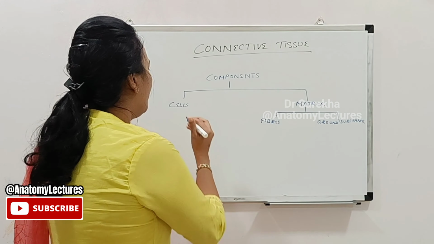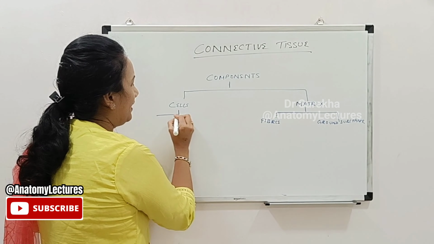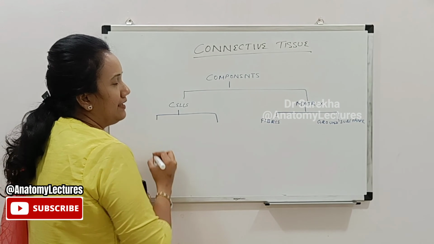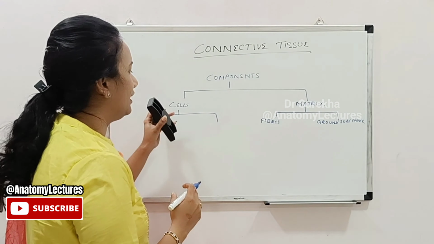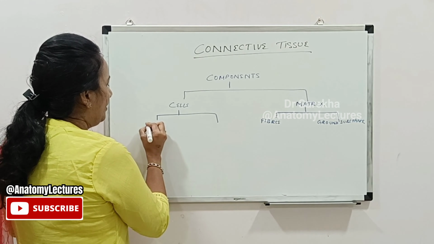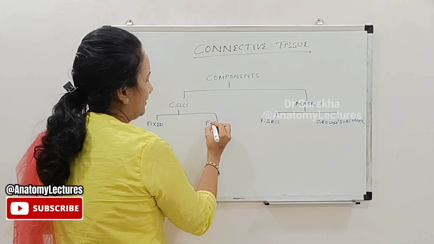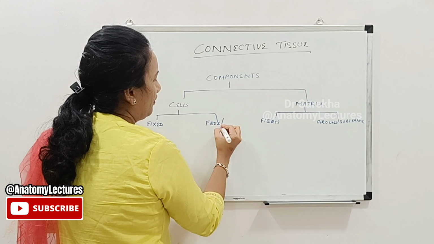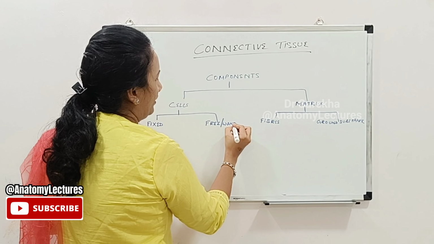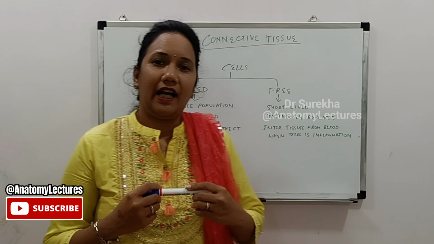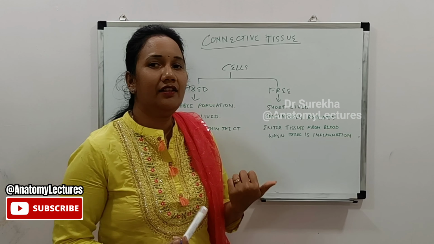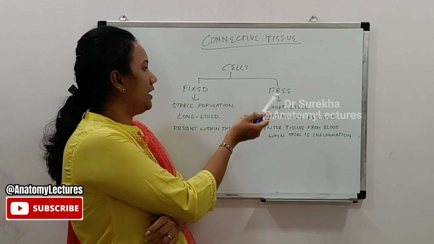So what are all the cells? We generally describe the cells under two different kinds. The connective tissue cells are fixed cells and free cells. Free cells are also referred to as wandering cells. So what actually are these fixed cells and free cells? I told you two different types of cells.